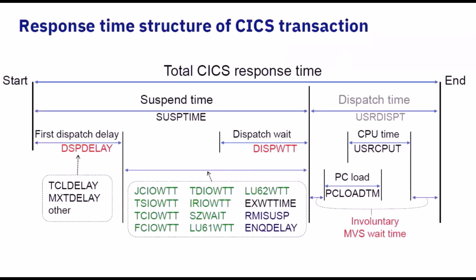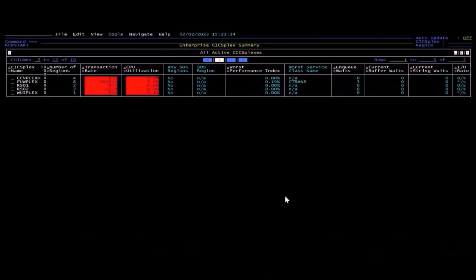So I've set up a sample wait problem here, and I'm going to go into OMEGAMON for CICS. So here in OMEGAMON for CICS, you can easily see I have about 8,000 or 9,000 transactions running per minute. So I have a fairly busy system, not extremely busy, but busy enough.